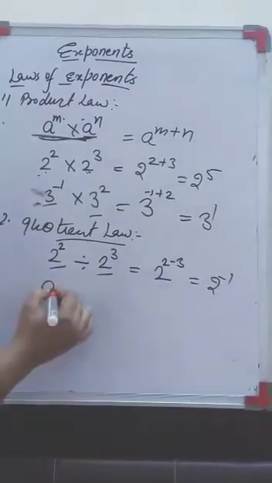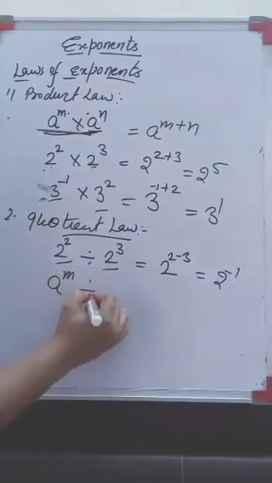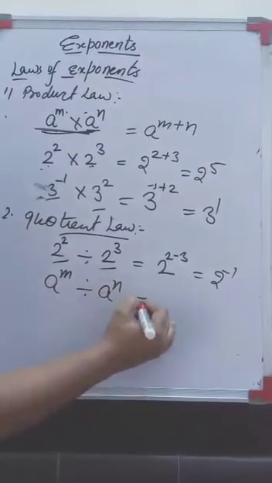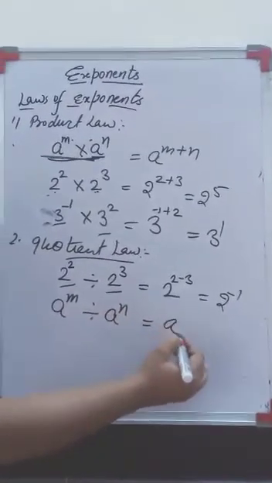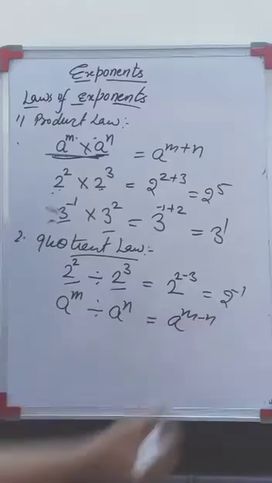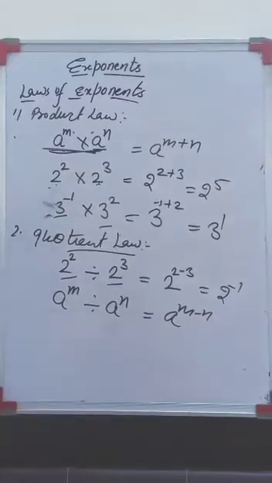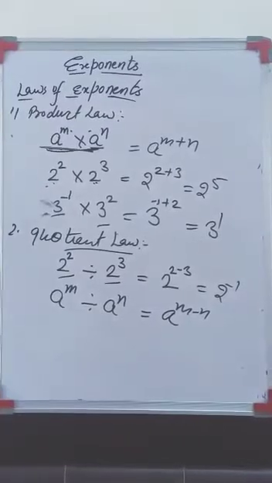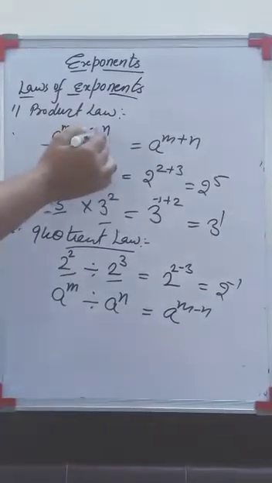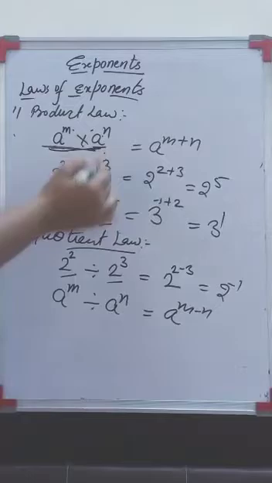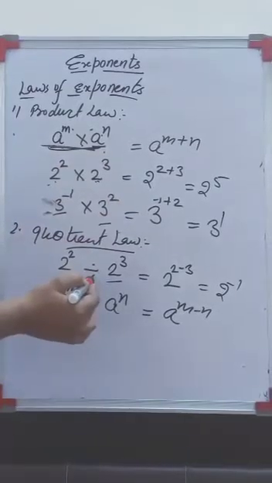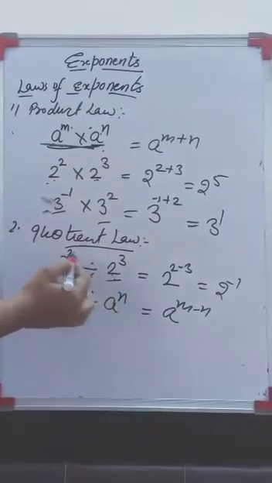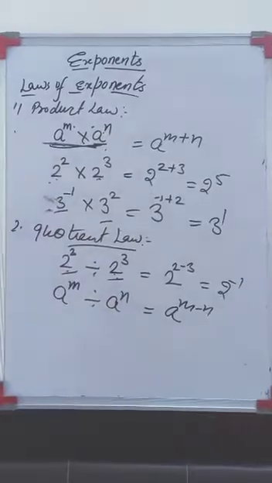So how can I write it? If a raised to power m is divided by a raised to power n, it will be a raised to power m minus n, right? So this is your quotient law. In the product law, in multiplication, powers get added if bases are the same. In the quotient law, or you can say in division, when the bases are the same, the powers get subtracted, right?